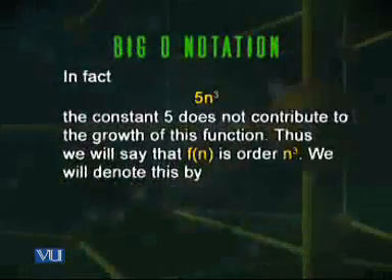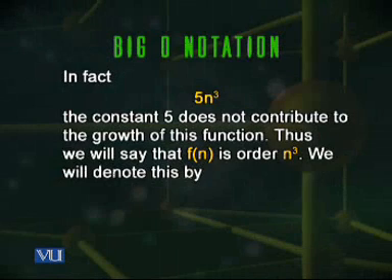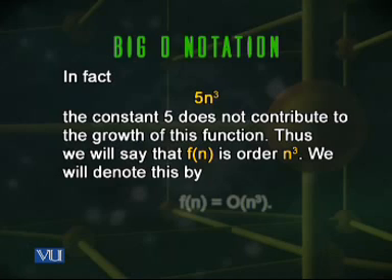But we want to make this notion mathematically precise. If we study 5n cubed, we realize that the constant 5 does not contribute to the growth of 5n cubed. Thus, if we ignore 5, we can say that f of n is order n cubed. We will denote this by f of n equals big O of n cubed.